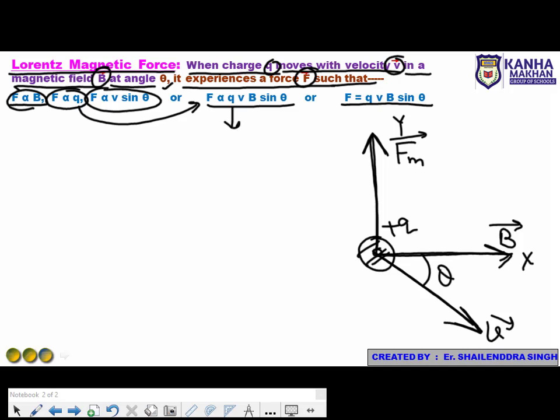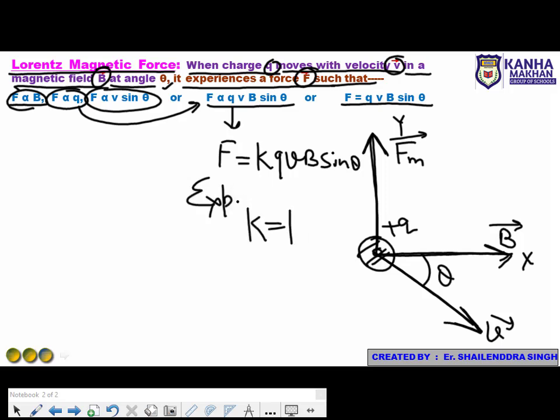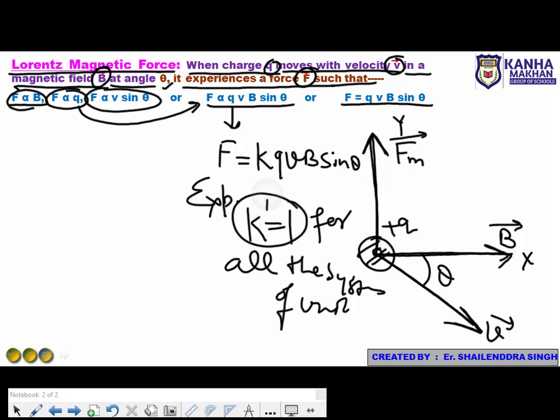How is this possible? Suppose we remove the proportionality sign here, it becomes k q v B sin theta. It was observed by experiment that k is 1 for all systems of units. So when you put the value of k as 1 here, it gives the final result like that.